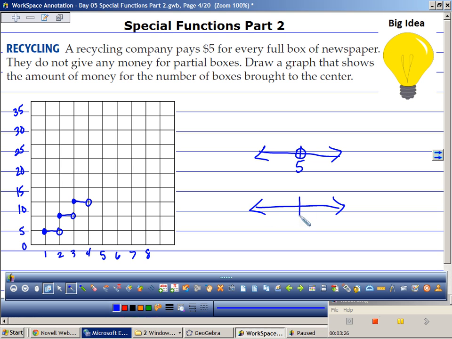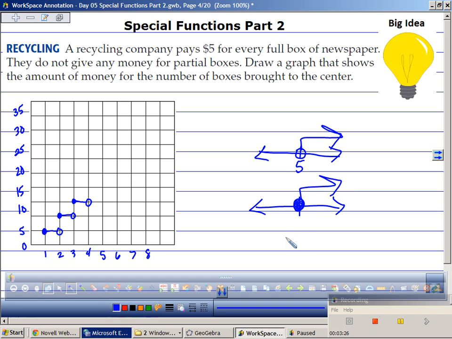What if I had this? What does this mean? What's the difference between these two? One says I have 5 or more. 5 or more. And this one means more than 5. Does this one say I have 5? No, it says I have more than 5, right? So if I have an open circle, it means it's not included in the graph.